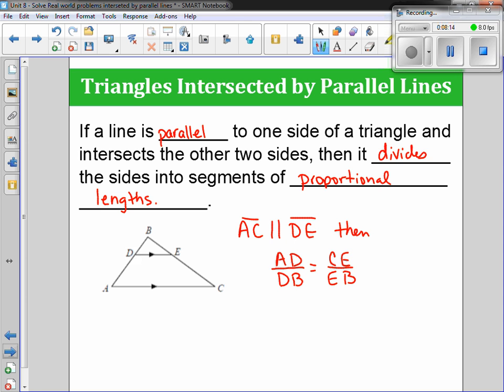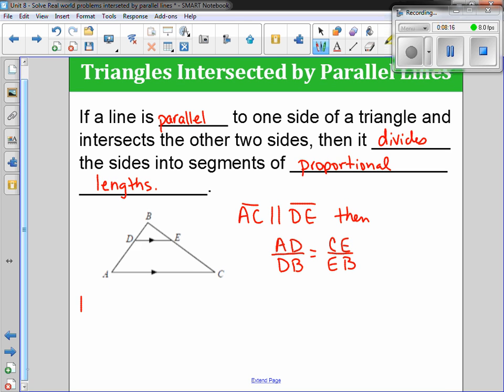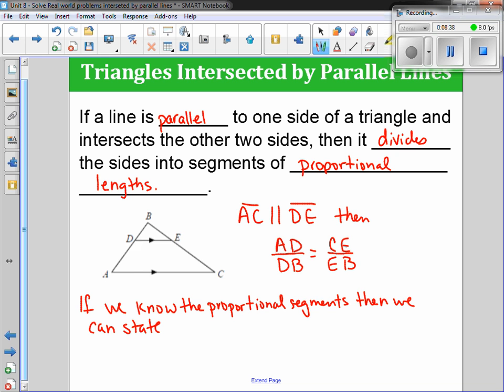I can also write a converse, which says if we know the proportional segments, then we can state that the lines are parallel. So we're going to take a look at a couple of examples.